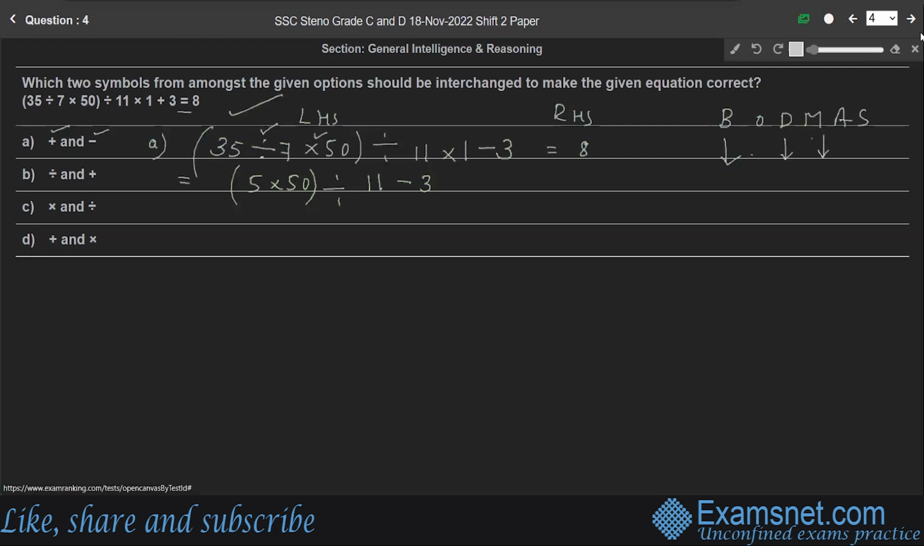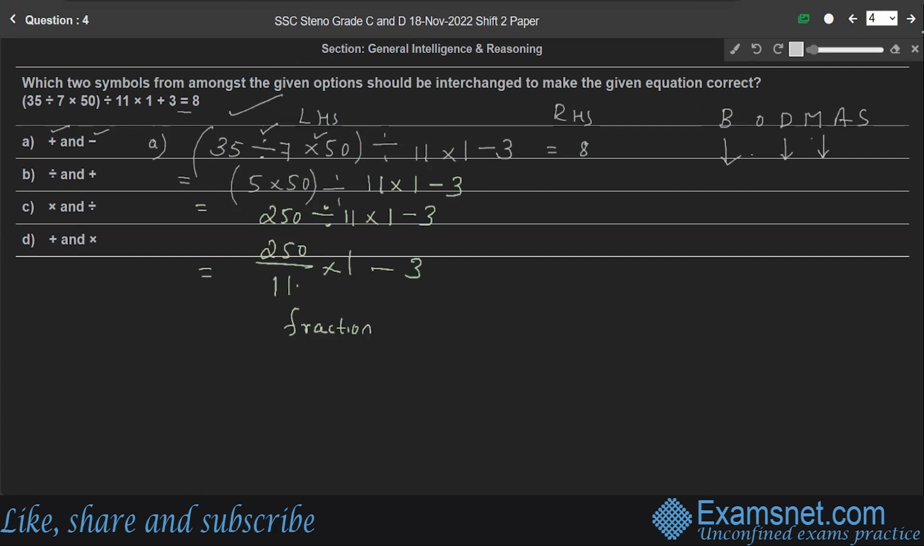No need to go for into, we'll leave it as it is. 11 into 1 minus 3 should be equal to 8. So 5 into 50 is 250, by 11 into 1 minus 3. 250 by 11, you will get a fraction into 1 as it is minus 3. Fraction minus 3 will be a fraction again, which is not equal to 8. Therefore, option A doesn't satisfy the given equation.